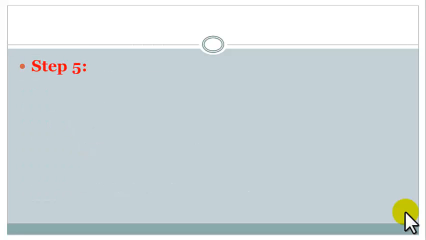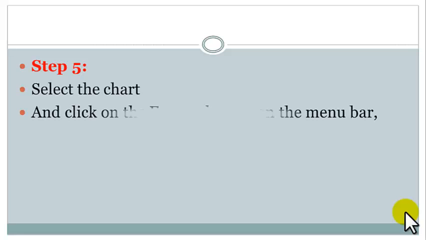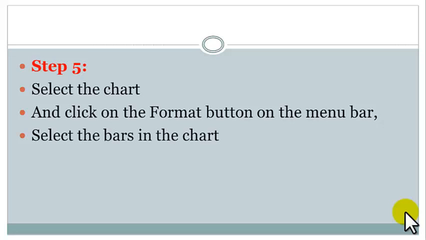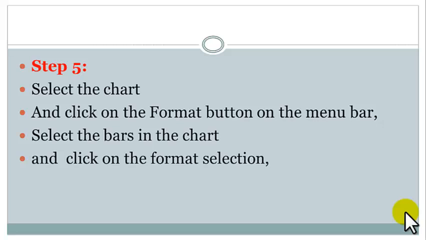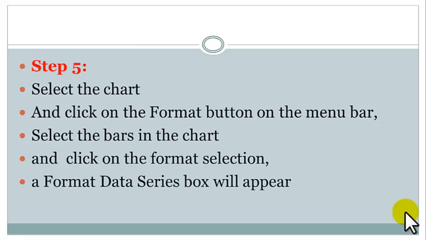Step 5. Select the chart and click on the Format button on the menu bar. Select the bars in the chart and click on the Format selection. Then a Format Data Series box will appear.